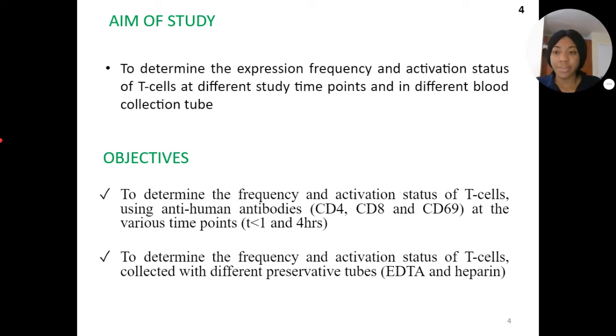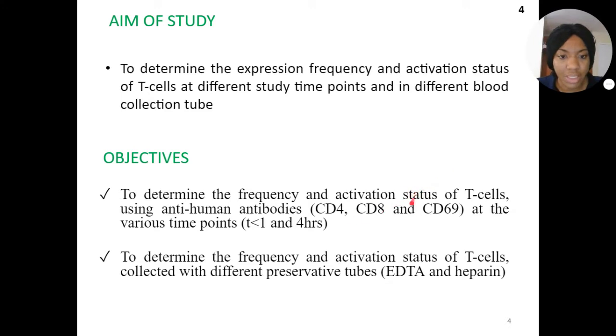So specifically, we'd want to determine the frequency and the activation status of T cells using anti-human antibody CD4, CD8, CD69 at the various time points. Now, the CD4 antibody would bind to the CD4 markers on the CD4 T cells. It's like the ELISA principle.